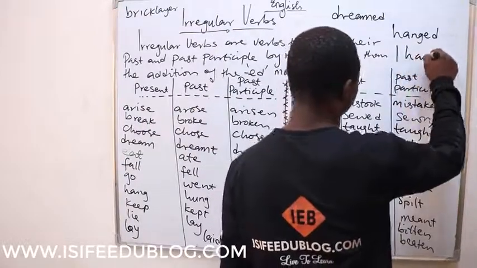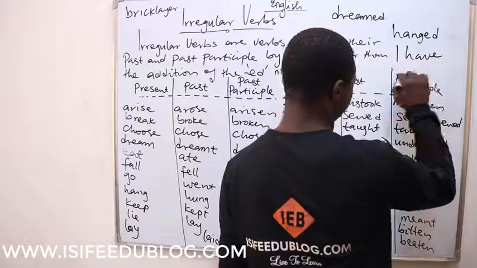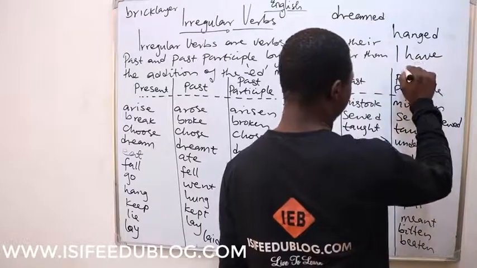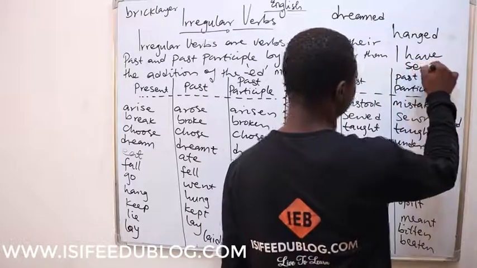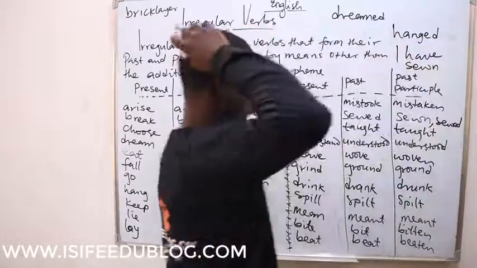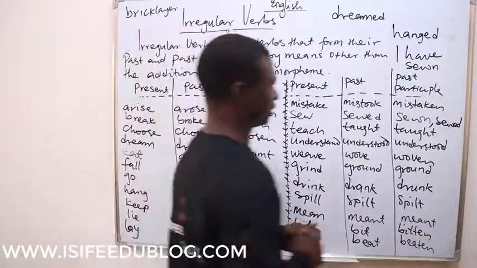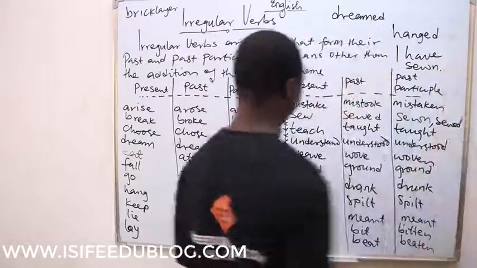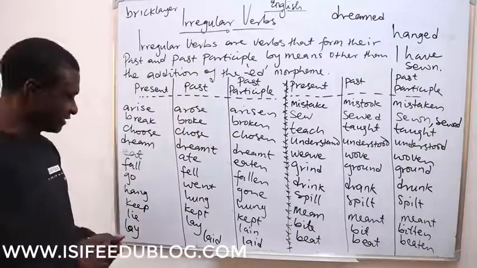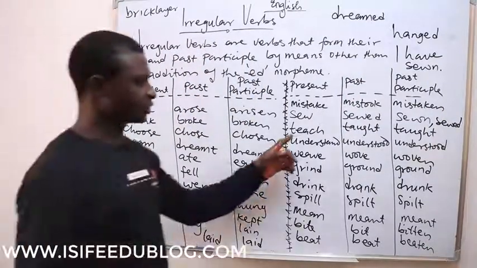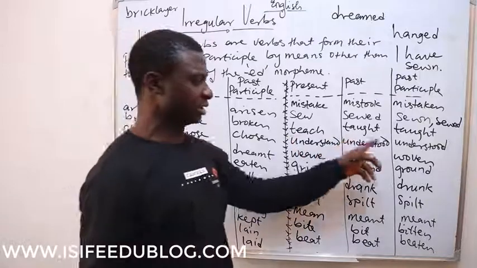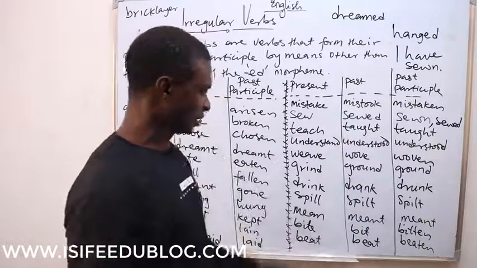I have sewn the cloth. Okay? Making it into a cloth. Then, we have teach. The past tense is taught. The past participle is taught.